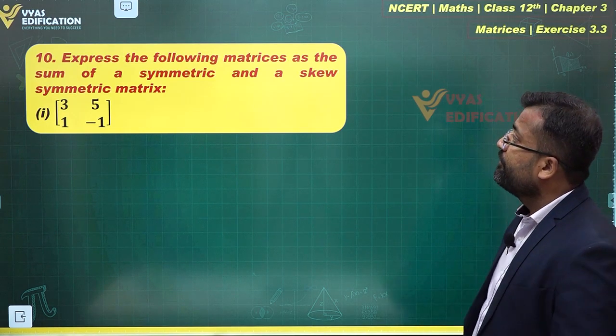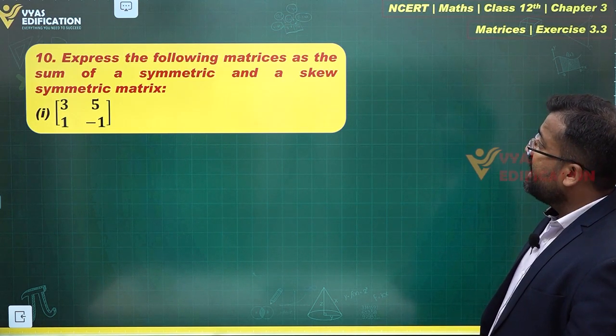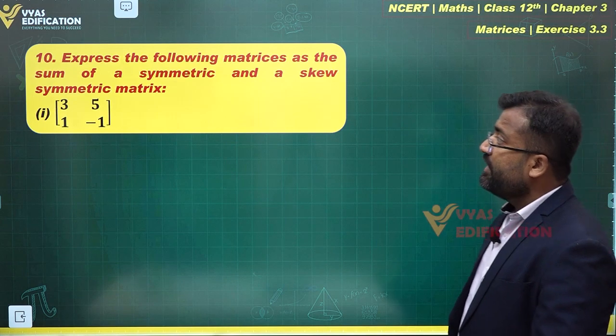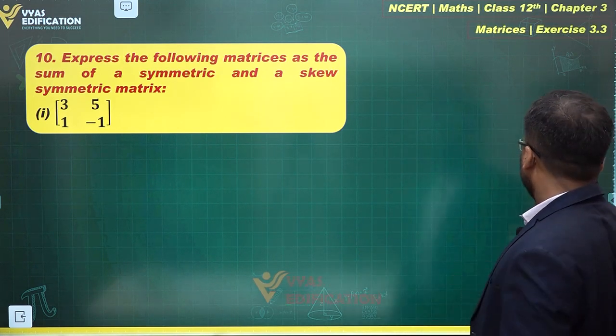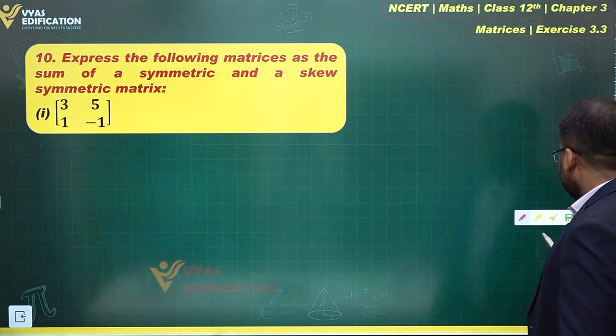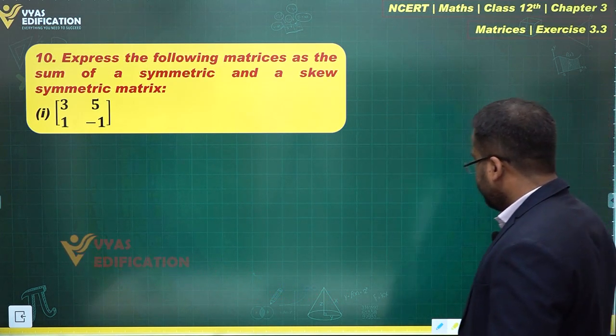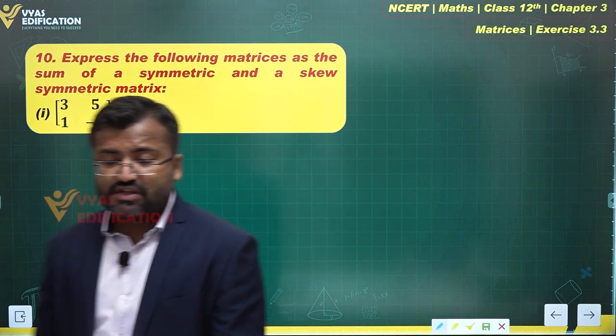Let's discuss this question. Express the following matrices as the sum of a symmetric and skew symmetric matrix. Okay. How are we supposed to do that? So, expressing any matrix as a sum of symmetric and skew symmetric matrix, we have a standard process. What does that standard process say?